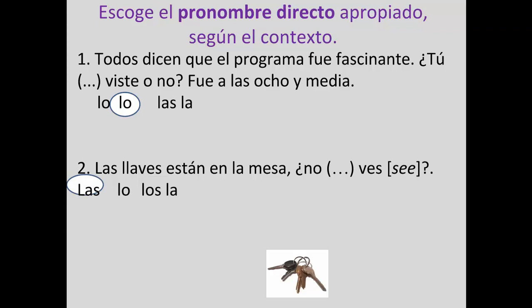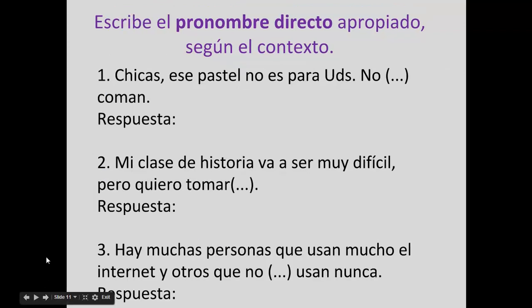So, we just saw many examples of direct objects used in the sentences in the video. What I want you to do right now is stop the video and go to your note guide and circle the correct direct object pronoun in the sentences with choices A, B, C, or D: lo, la, los, or las. Pick the correct one. Okay, pero ahora let's practice a little bit more.